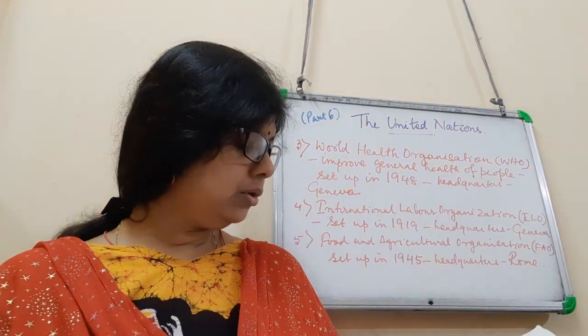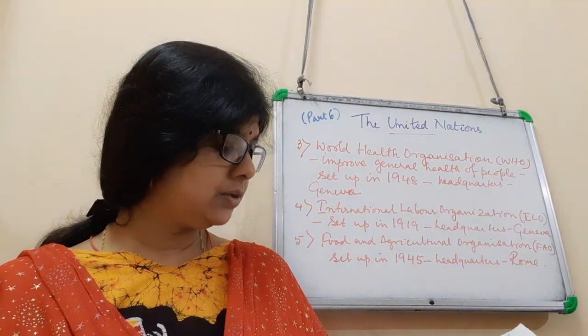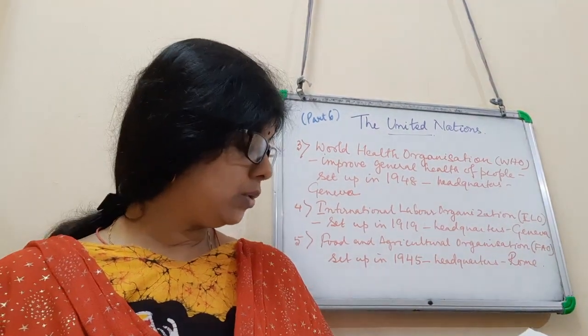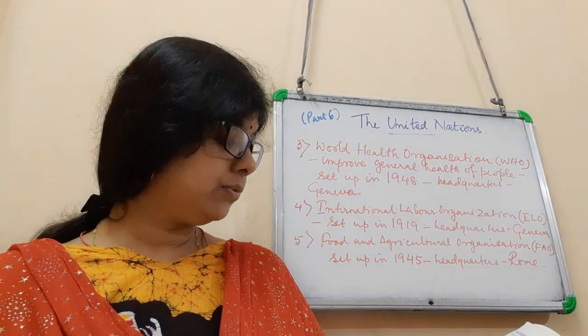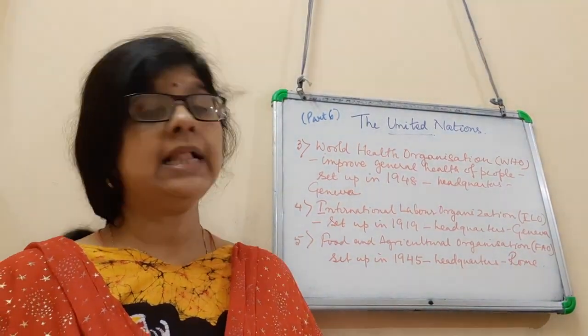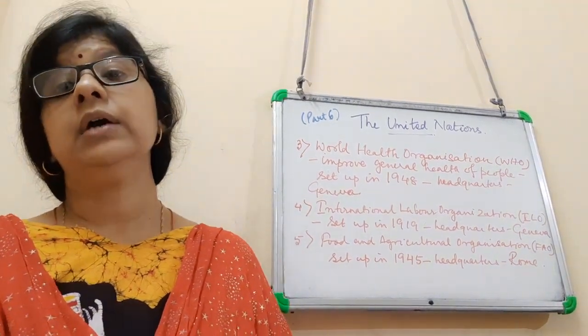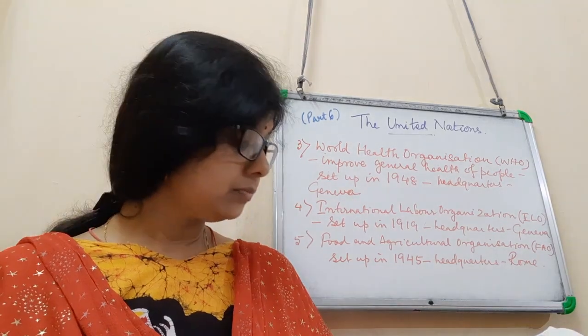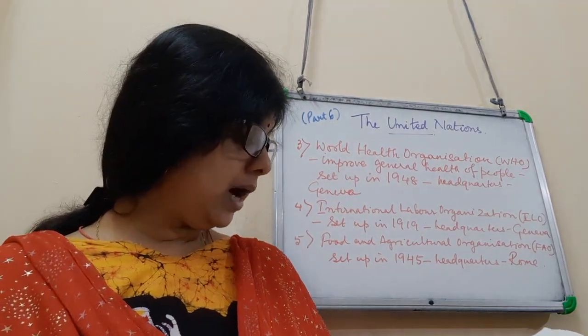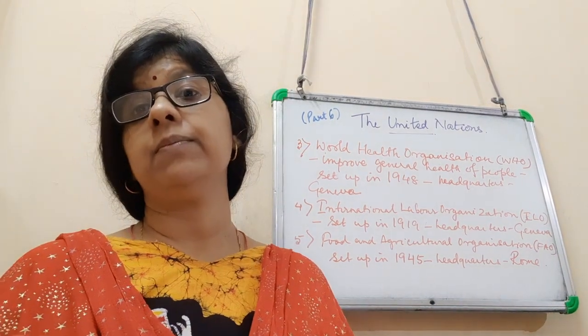Food and Agriculture Organization was established in 1945. Its headquarters is in Rome. It aims to improve the standard of living of the people by creating awareness about healthy nutrition. Yes, which is very important. Healthy diet. It tries to remove hunger through its program Food for All. This is very important.